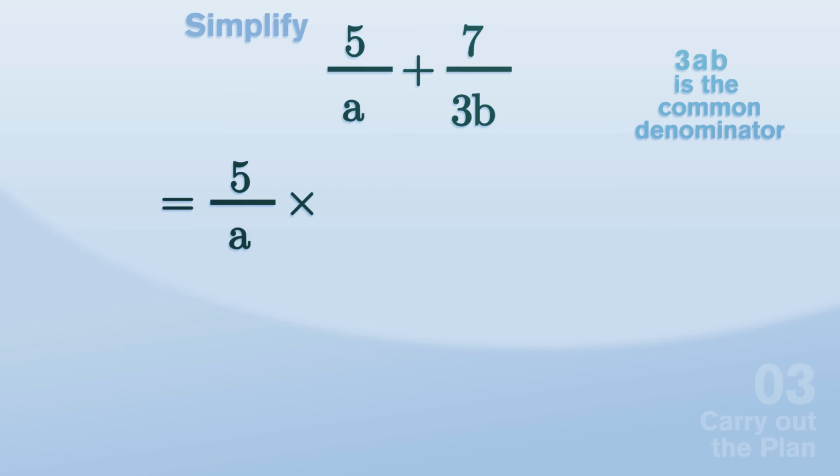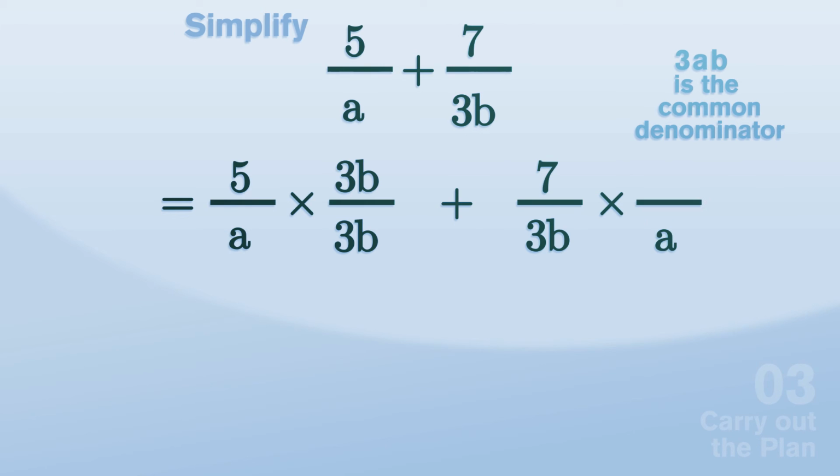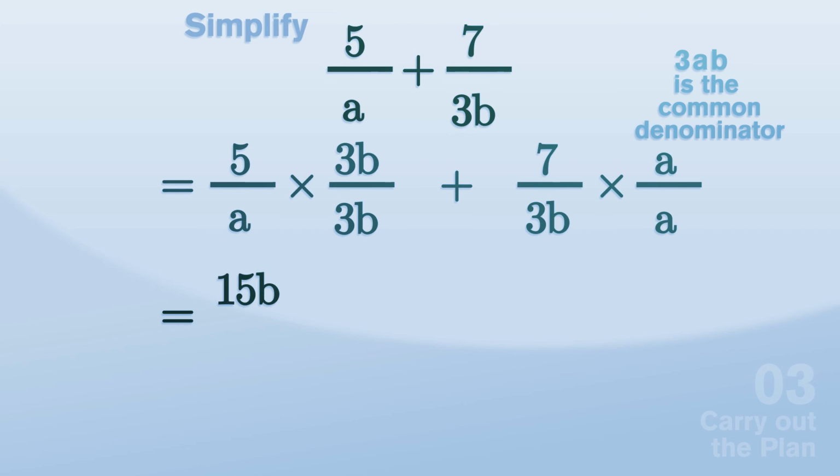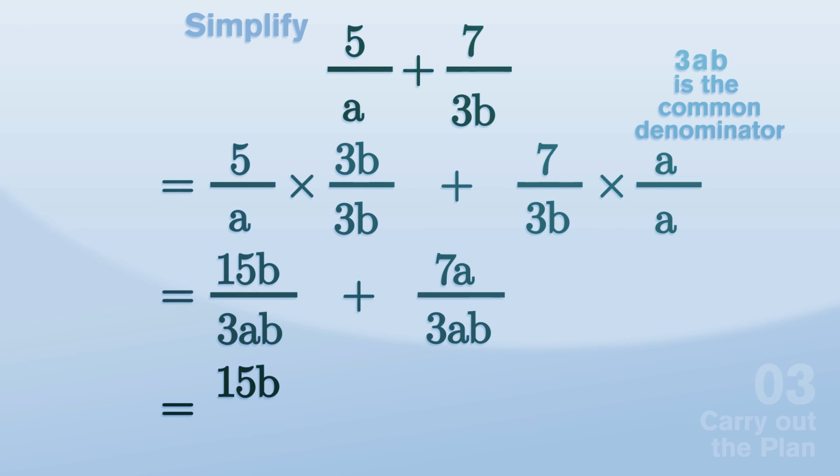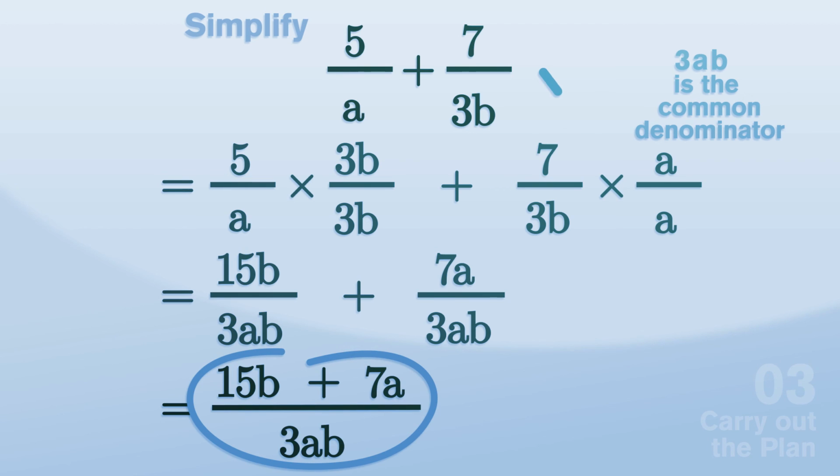A goes into 3ab 3b times, so we multiply top and bottom of the first bit by 3b. And 3b goes into 3ab a times, so we multiply top and bottom of the second bit by a. And multiply to get 15b over 3ab plus 7a over 3ab. Now we have a common denominator, so we put the numerators all over the same denominator. 15b plus 7a all over 3ab, and that's it.